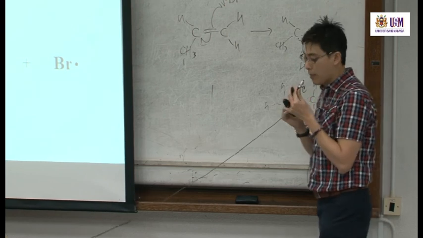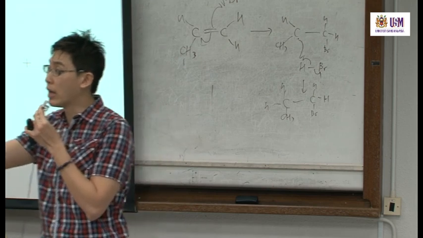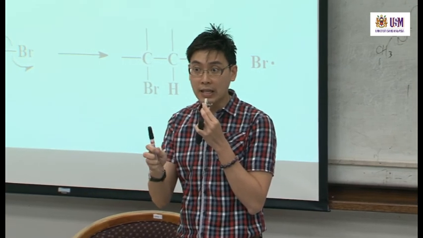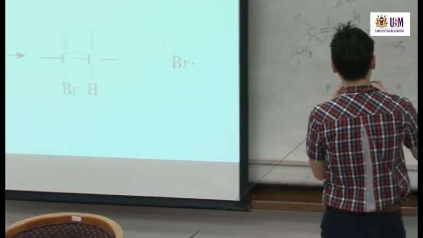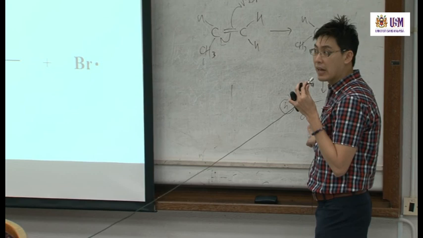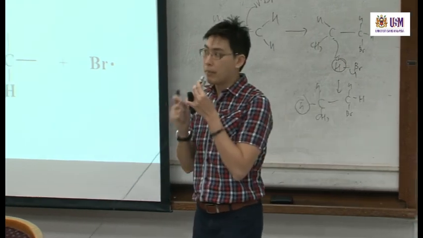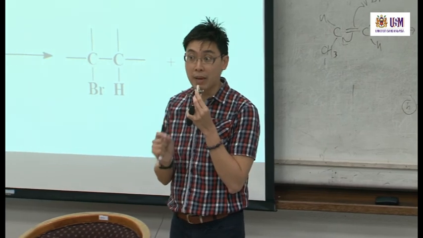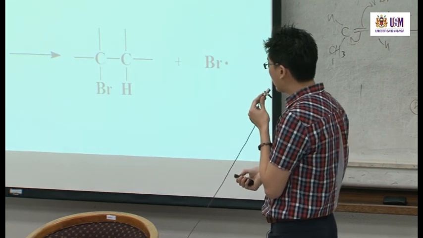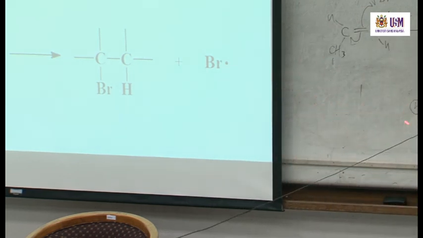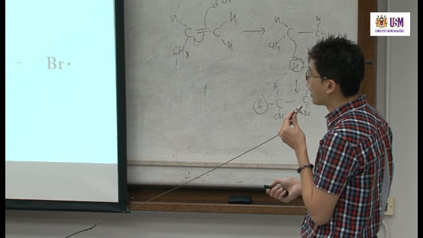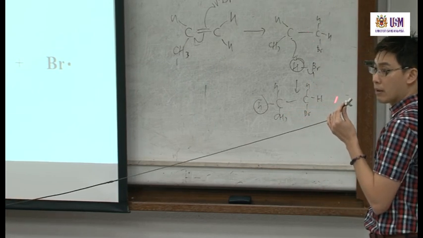What does Markovnikov's rule say? The H will attach to the carbon with more H, the less substituted one. In this case, for the radical reaction, the H is attached to the more substituted C. Therefore it is called the anti-Markovnikov product. Pay attention to the H, not to the Br. This is clearer from here, because there is a methyl group here that is missing from the drawing. Pay attention here. Maybe you would like to copy.